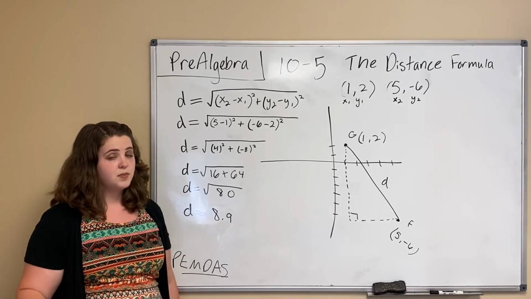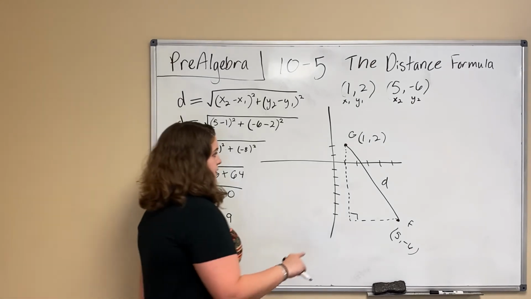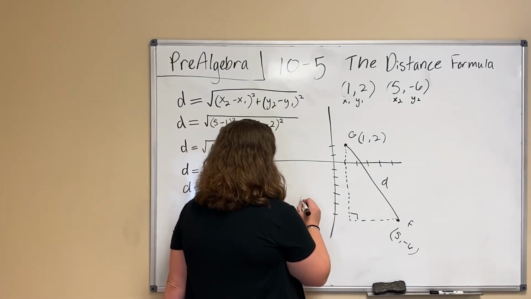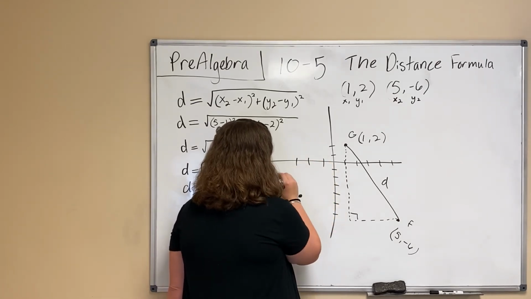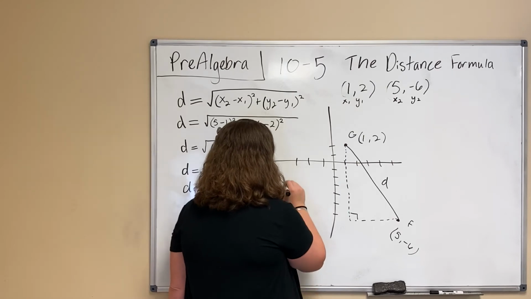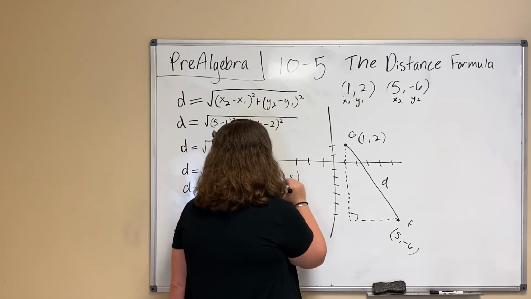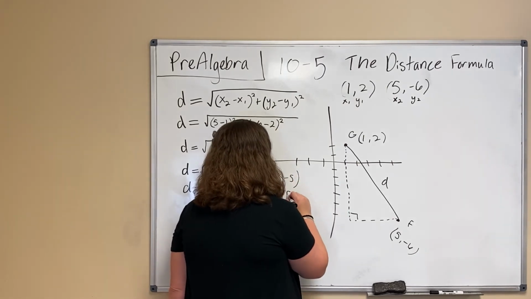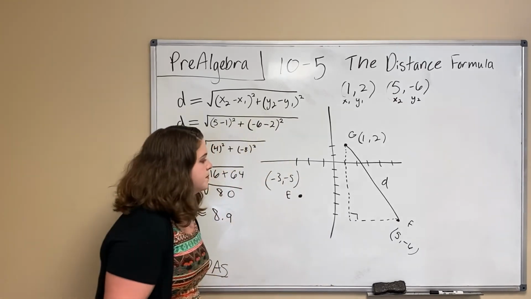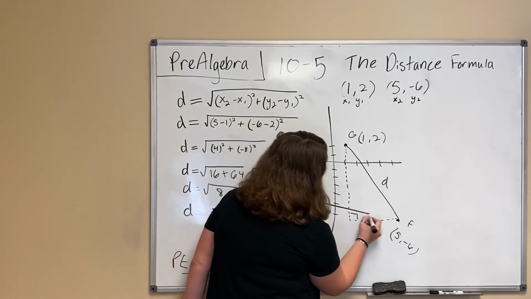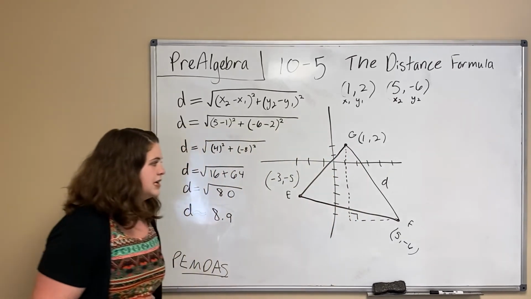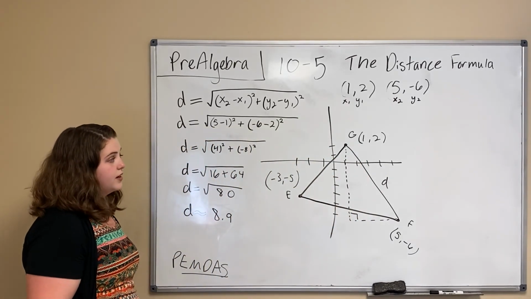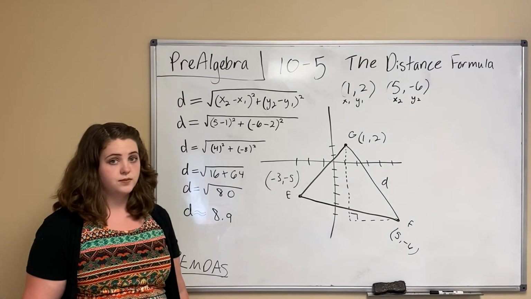Now it might happen that they give you a third point here, like this, -3, -5. We'll call it point E. And told you that this was a triangle, and asked you to find the perimeter of the triangle.